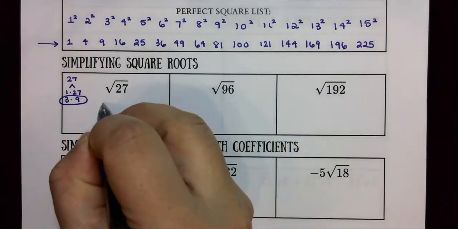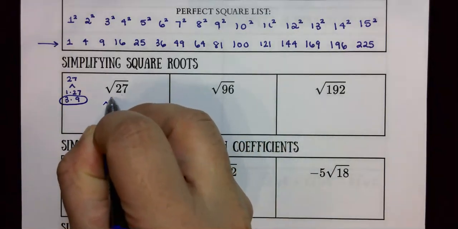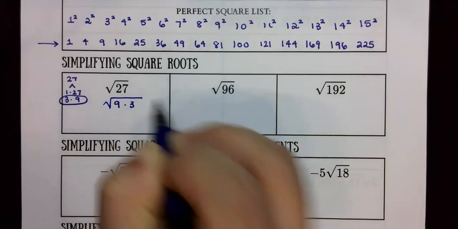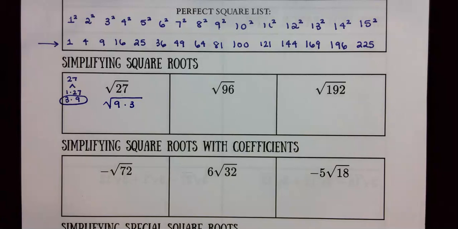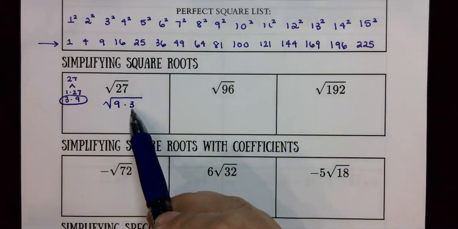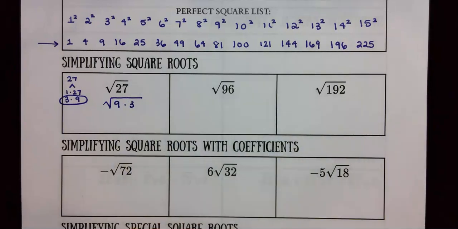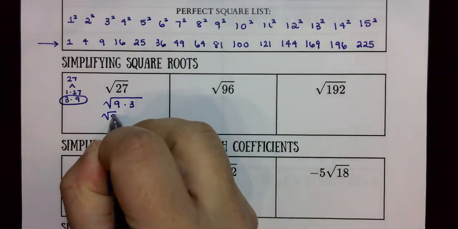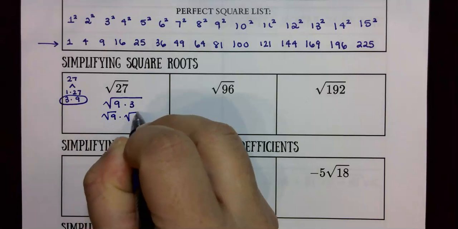So the first thing we're going to do once we find our numbers is we're going to say 9 times 3. Now, you might wonder why I'm putting the 9 in the front. I'm putting the 9 in the front because the 9 is the perfect square. And it's going to make a little bit more sense here in a little bit. So once we have the 9 and the 3 replacing the 27, we're actually going to break this into two separate square roots. We're going to say the square root of 9 times the square root of 3.